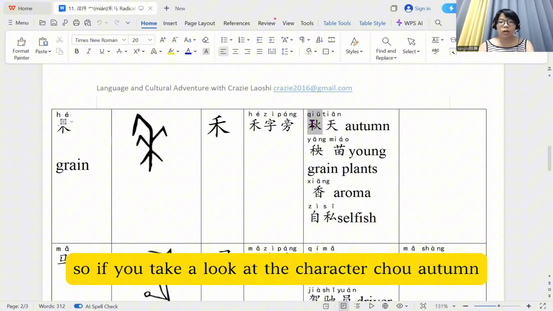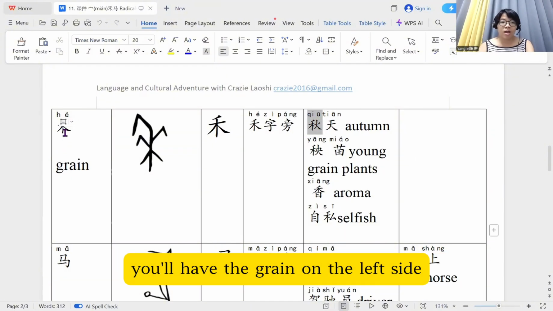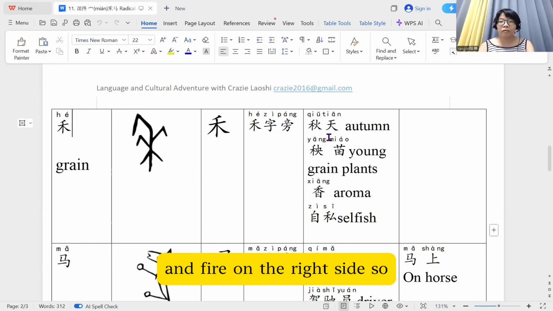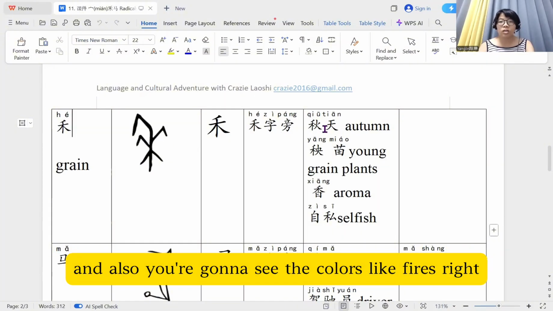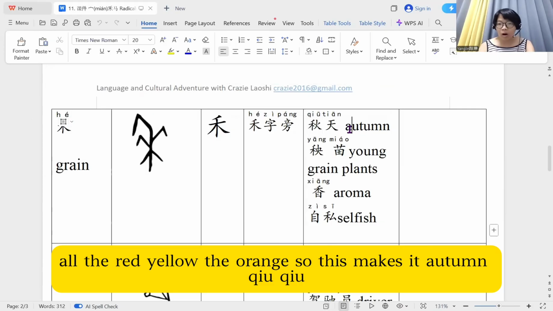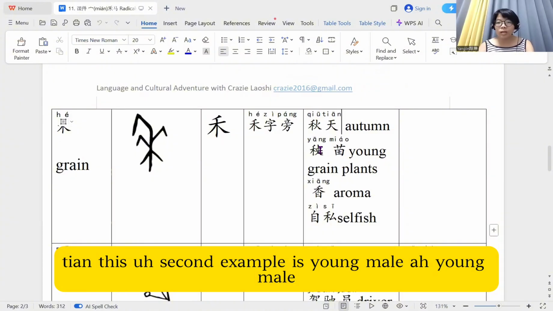So if you take a look at the character 秋, autumn, you'll have the grain on the left side and fire on the right side. That is because this is the season to harvest your grains, and also you're going to see the colors like fires, right? The red, the yellow, the orange. So this makes it autumn. 秋天.